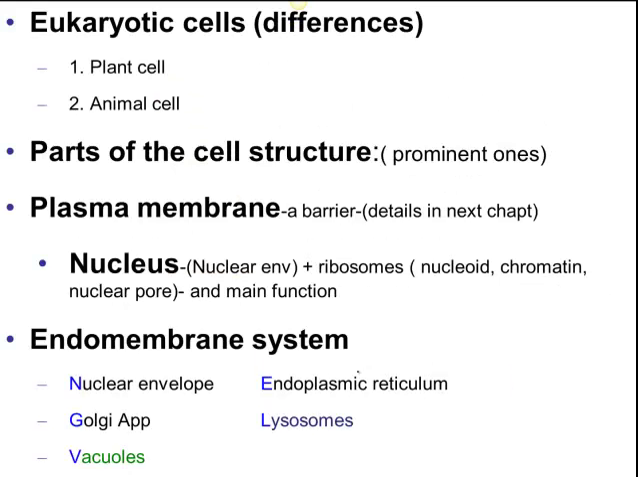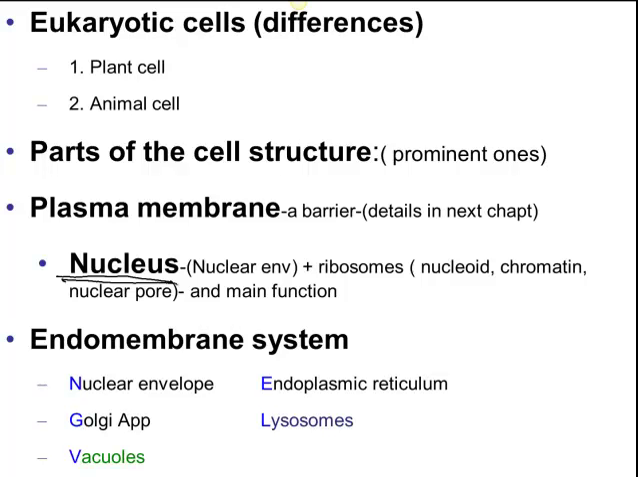The eukaryotic cells, the subject that we are going to deal with, are plant cells and animal cells. We are going to be talking about the different parts of the cell structure, the prominent ones. The plasma membrane, we'll briefly go over and talk about in detail in the next chapter, chapter 7. The nucleus is the central guy, the main guy responsible for everything that is happening. It's like the Pentagon, or even the White House, where all the decisions take place.